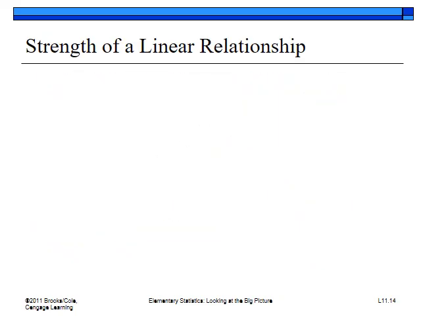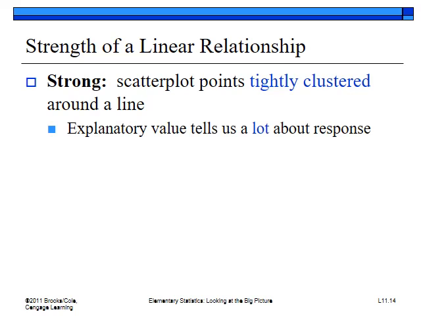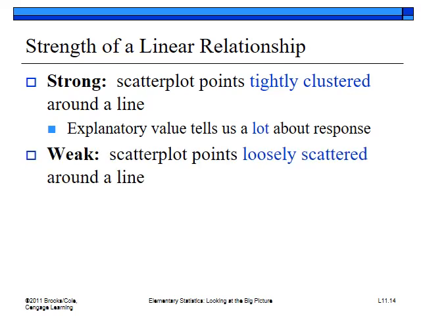When two variables share a linear relationship, we'll talk about the strength of that relationship. We'll say that the relationship is strong if the points on the scatter plot tend to be very tightly clustered around the line that defines the linear relationship. In this case, the explanatory value tells us a lot about the response. The relationship is very strong.